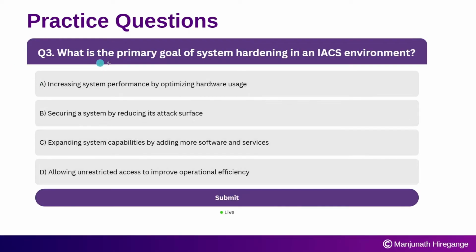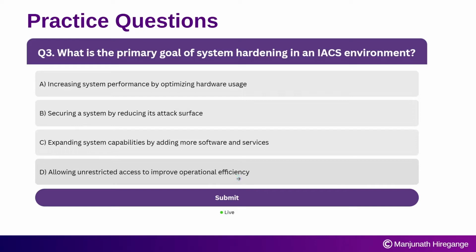Question number 3: what is the primary goal of system hardening in an IACS environment? Increasing the system performance by optimizing hardware usage, securing a system by reducing its attack surface, expanding system capabilities by adding more software and services, and allowing unrestricted access to improve operation efficiency.